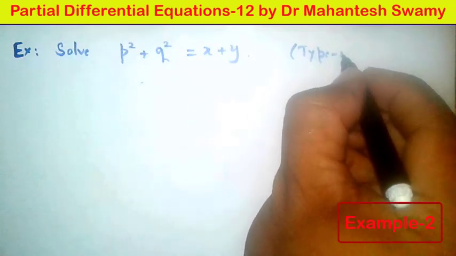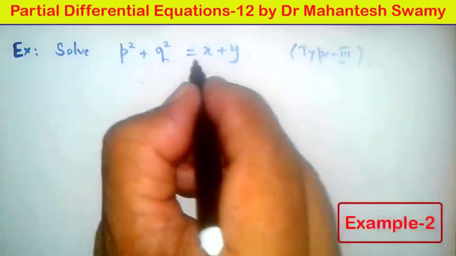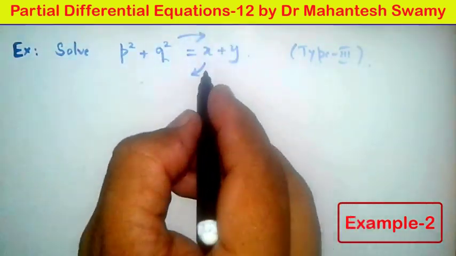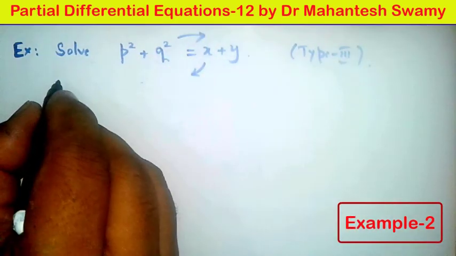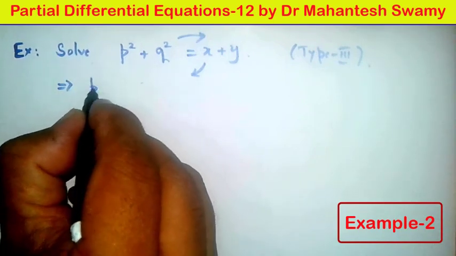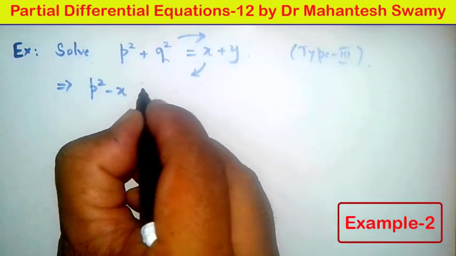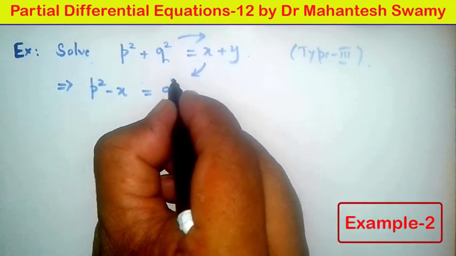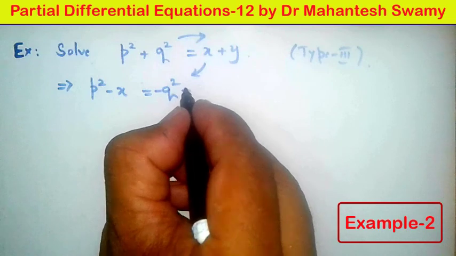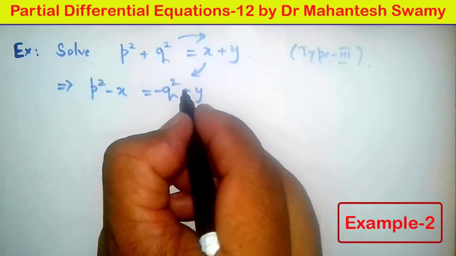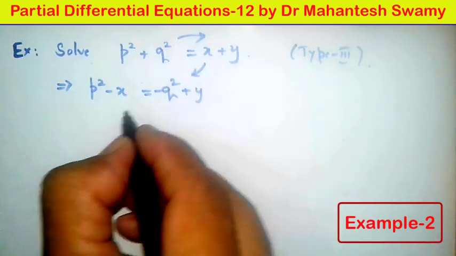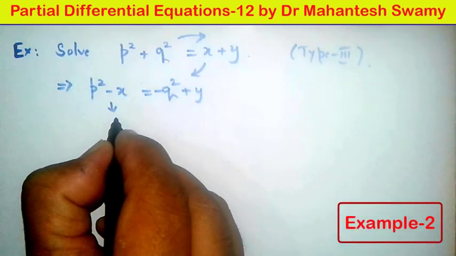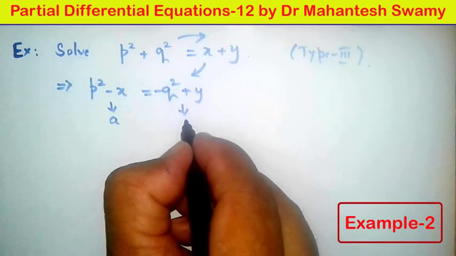So in type number 3 we want all the terms with p and x on the left hand side and the terms with y and q on the right hand side. So therefore let us take this x to this side. It gives us p square minus x, and if we transfer this q square to the other side, it becomes y minus q square. And as per our procedure, we have to take each side equal to some arbitrary constant a.